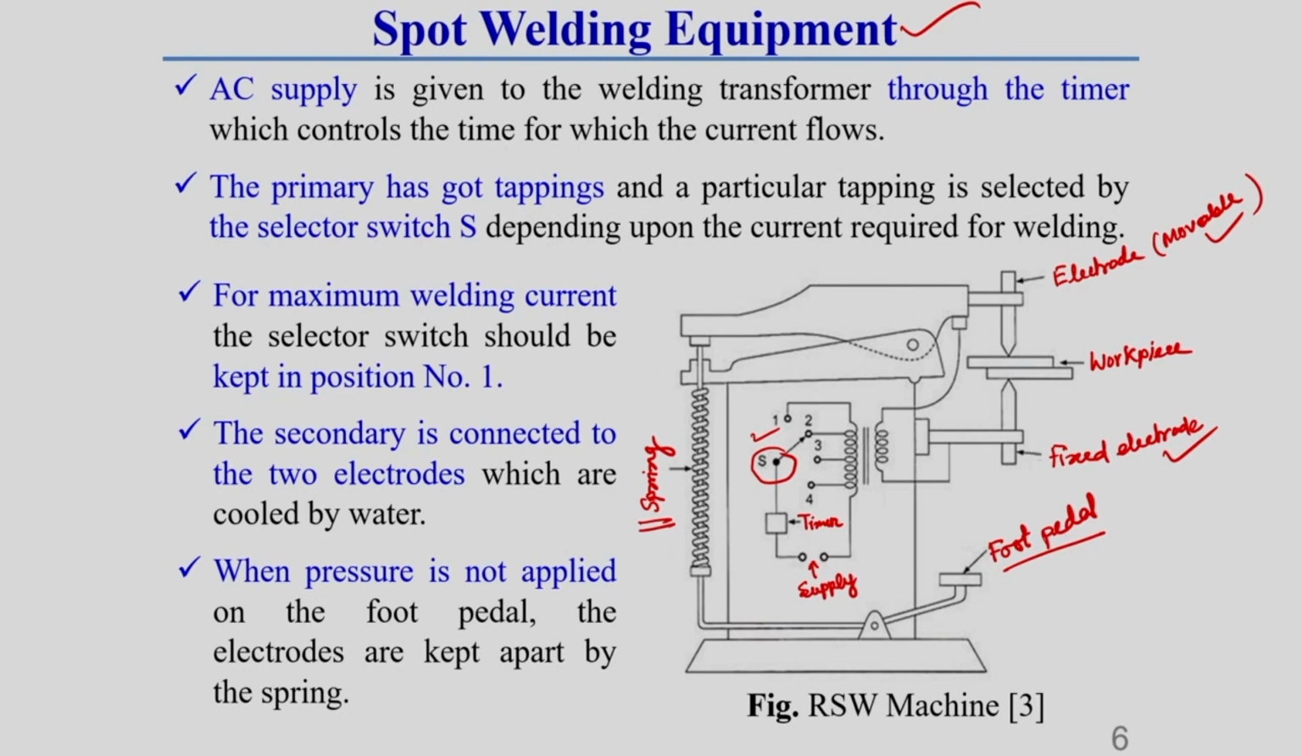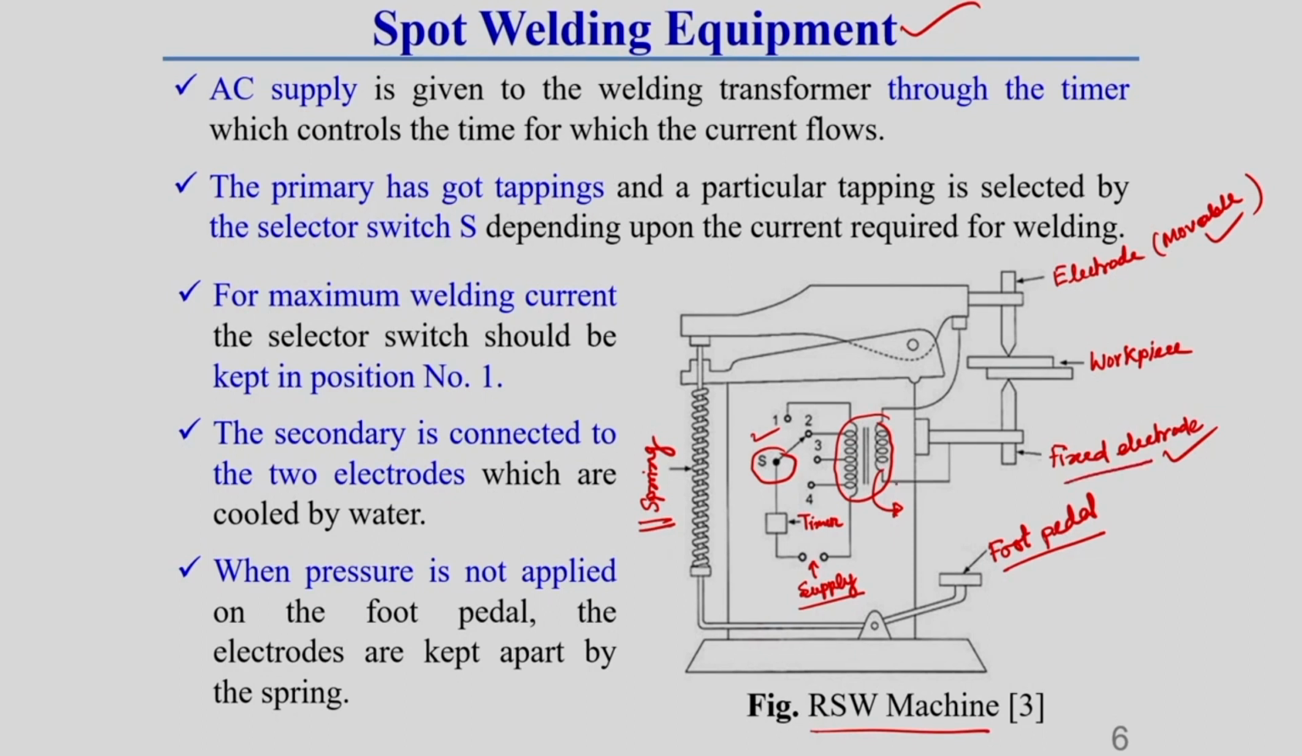So, this is a resistance spot welding machine setup. Here you should keep in mind the power supply. Here we use an AC power supply which is passing through this transformer. This is a transformer. Here you see, the primary winding of this transformer generally has tapping, and a particular tapping is selected by the selector switch S, which I have already shown you, depending upon the current required for the welding operation. And here you can see this is the secondary coil, or the secondary turn, connected to two electrodes.